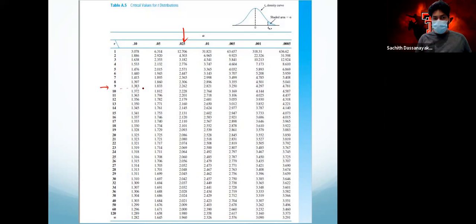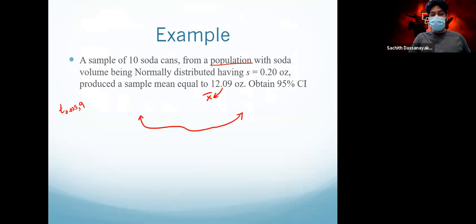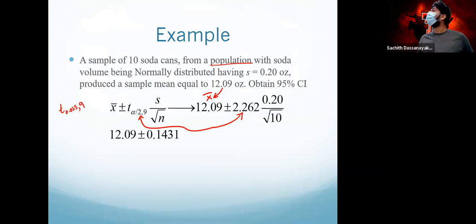Once you go along this horizontal axis and come down along this vertical axis, you can pick this value, right? So this is the value which belongs to T alpha over 2, comma, our degree of freedom. Our degree of freedom is 9. 2.262. So I think that's the value here.